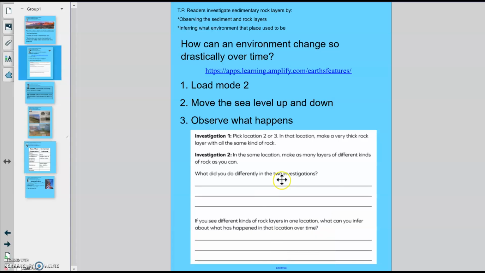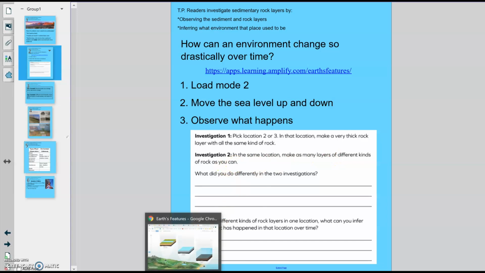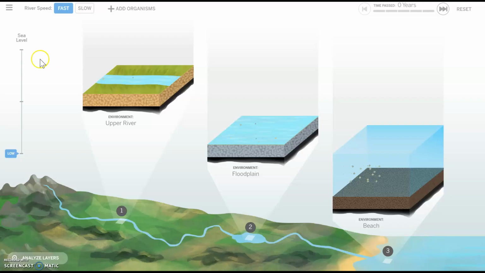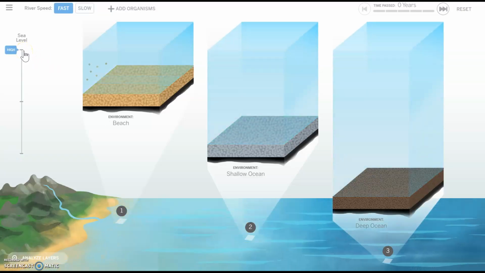Now, the next thing we're going to do is look at just location 2 or 3. We're going to do two things. One, we're going to try to make a very thick rock layer with all the same kind of rock. And two, we're going to try to make as many different layers of rock as we can in the same location. All right, so I'm going to put the sea level back where it was. I'm just going to focus on location 3, the deep ocean.